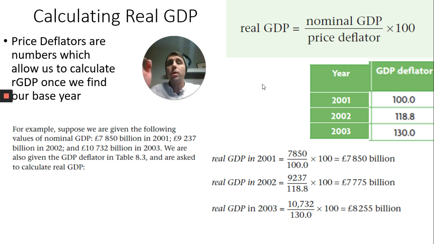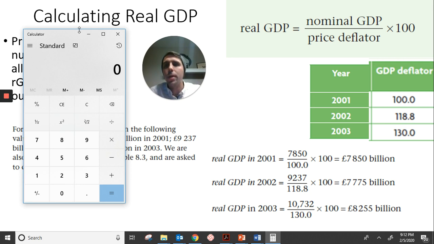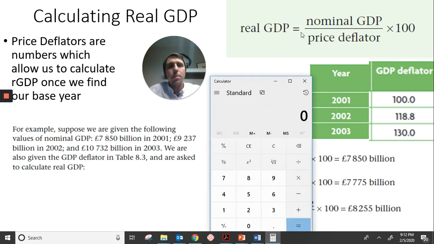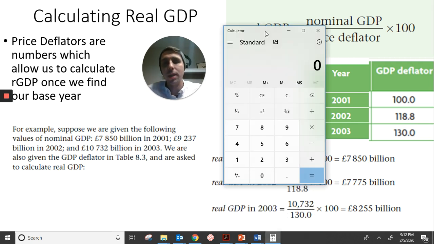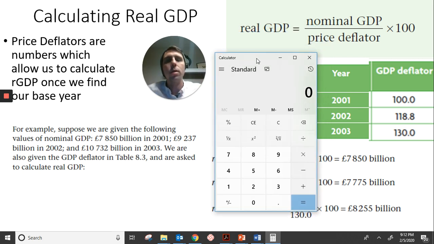Okay, so I'll give you a couple examples here. So our formula is up on the top right. It says real GDP is our nominal or just raw number GDP divided by our price deflator multiplied by 100 to get our percentage. Okay. Because we're trying to figure out what our real GDP is.